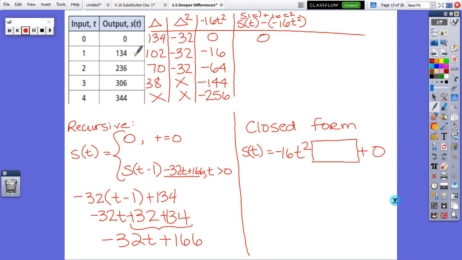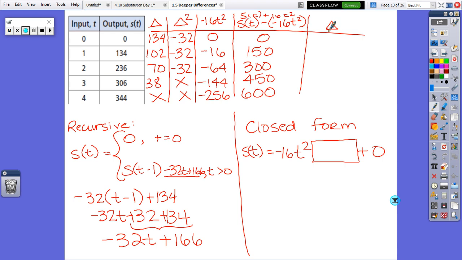So 134, good grief, plus 16 is 150. 236 plus 64 is equal to 300. 306 plus 144 is equal to 450. And 344 plus 256 is equal to 600. Duh. I just wrote it right up here and then I didn't even follow my own instructions.